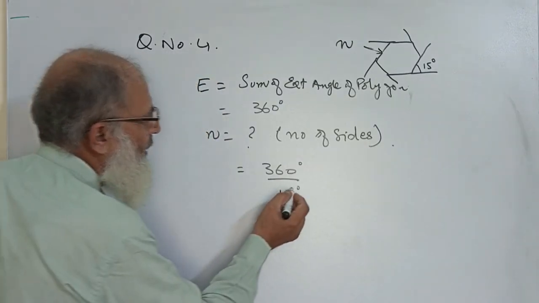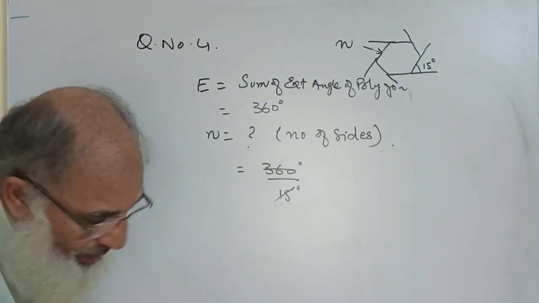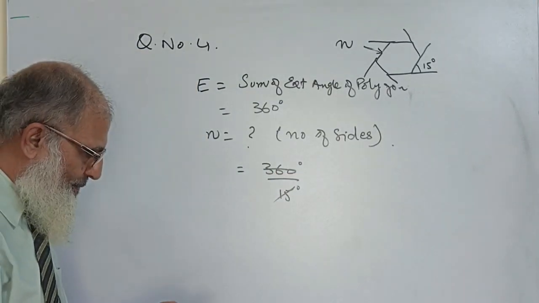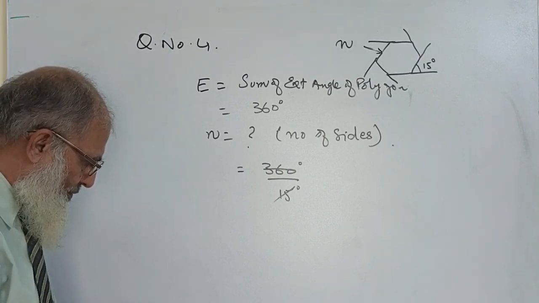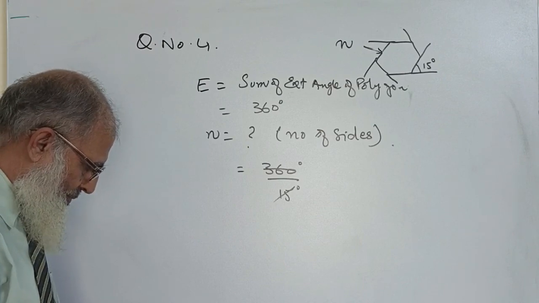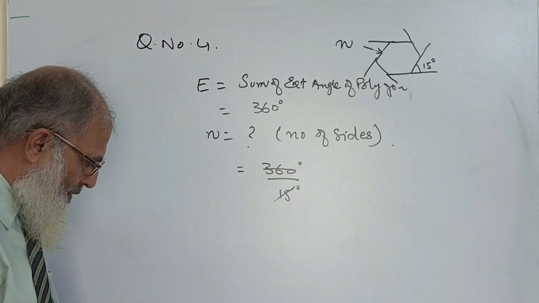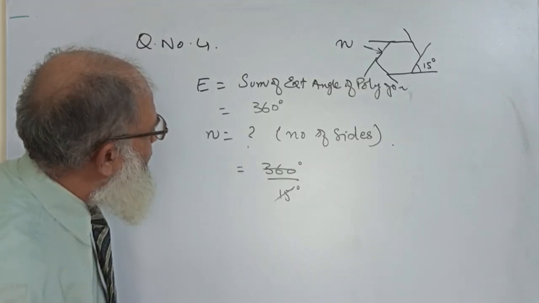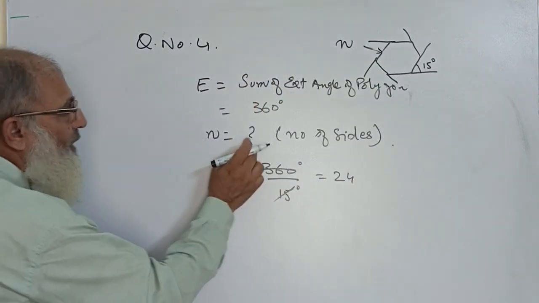Okay, now it is very easy to find: 360 divided by 15 becomes 24. N is equal to 24.